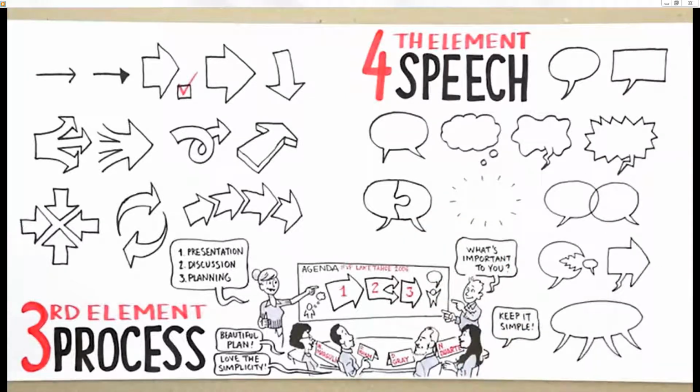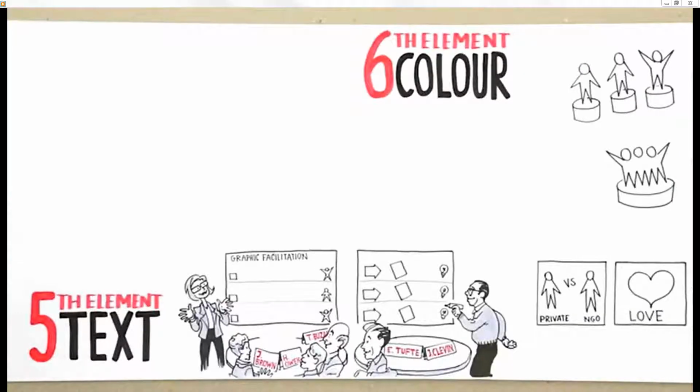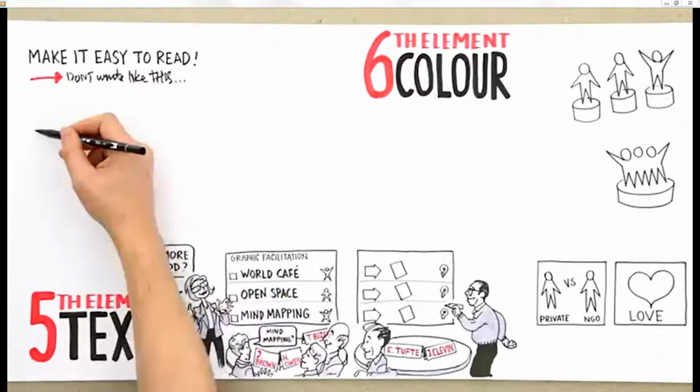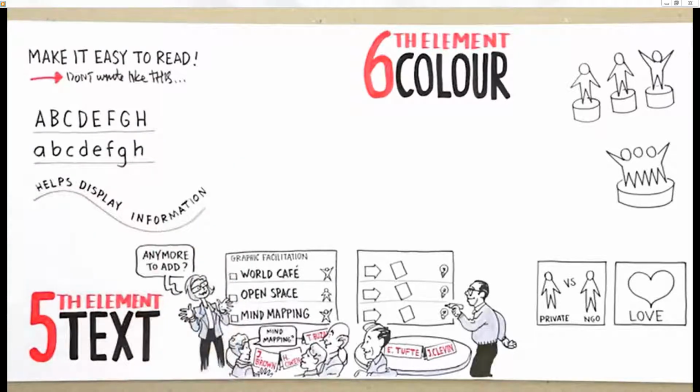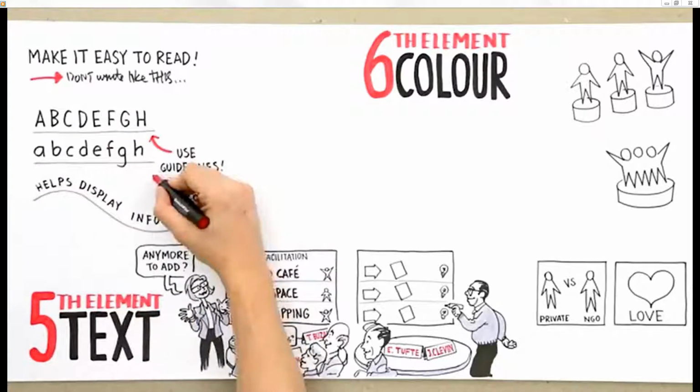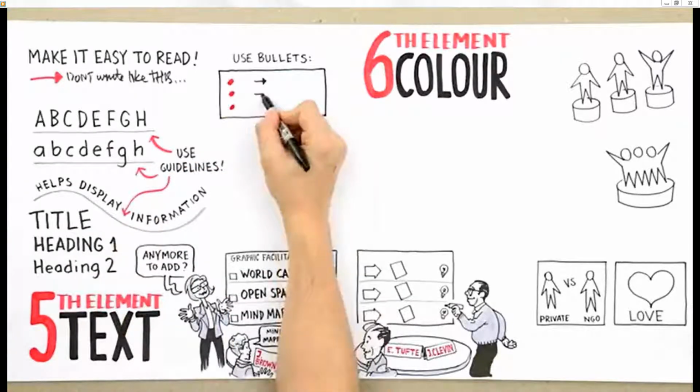Element 5. Text. Writing adds vital information to your drawings, but remember, less is more. Use as few but as precise words as possible. Write clearly and use size, style, shape, and color to indicate meaning and value. Use bullets in different shapes. They help separate information and make lists easier to read.